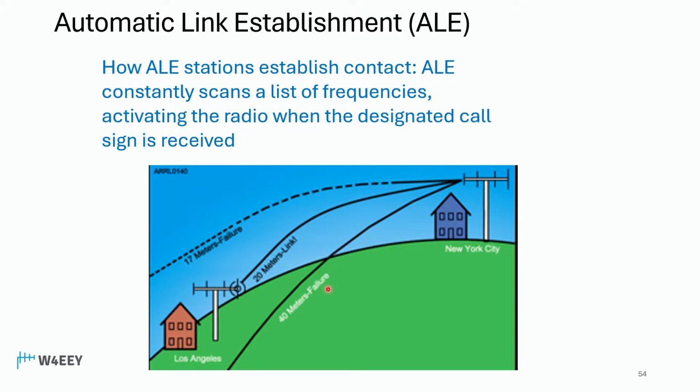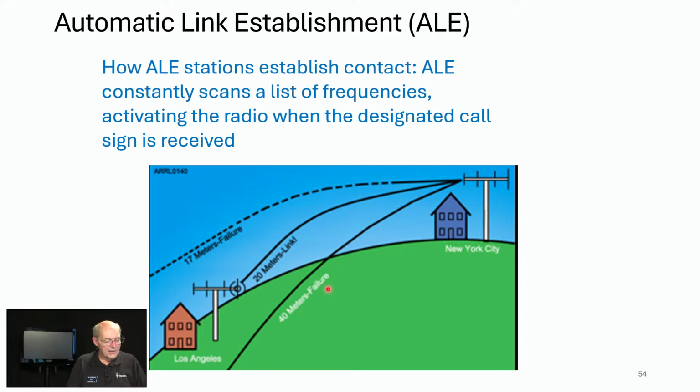So here's the pool question. How does an automatic link establishment station establish contact? Constantly scans a list of frequencies, activating the radio when the designated call sign is received.